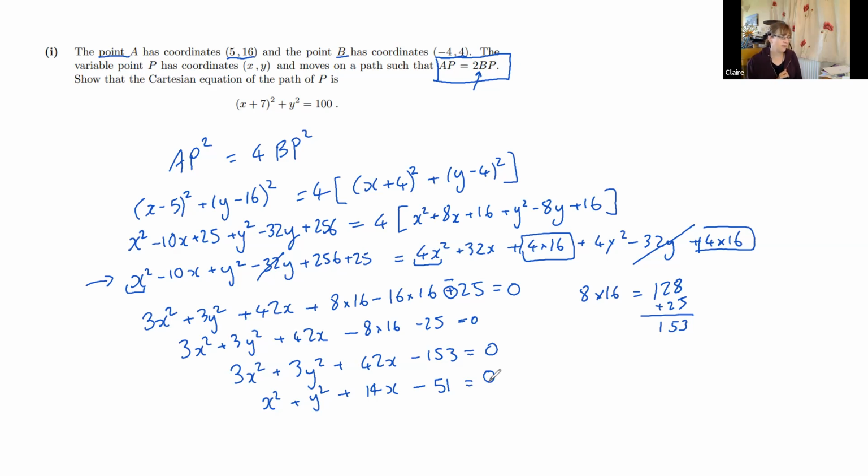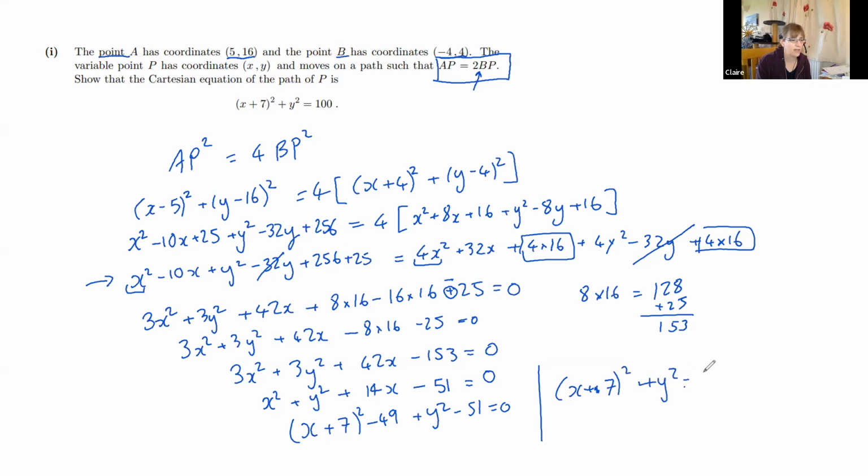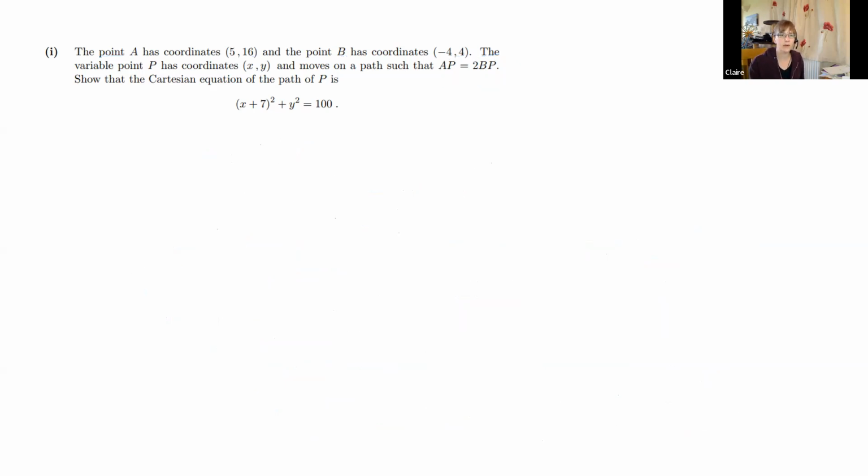So it's not quite in the right form yet, but we can do some completing the square. So looking at the x squared and the 14x, that's the same as x plus 7 squared minus 49, plus y squared minus 51 equals 0, which gives us x plus 7 squared plus y squared equals 100. And a little square just means end of proof, or you could write as required or anything like that. Okay, so we've done the first part of the question. So let's have a look at the second part.